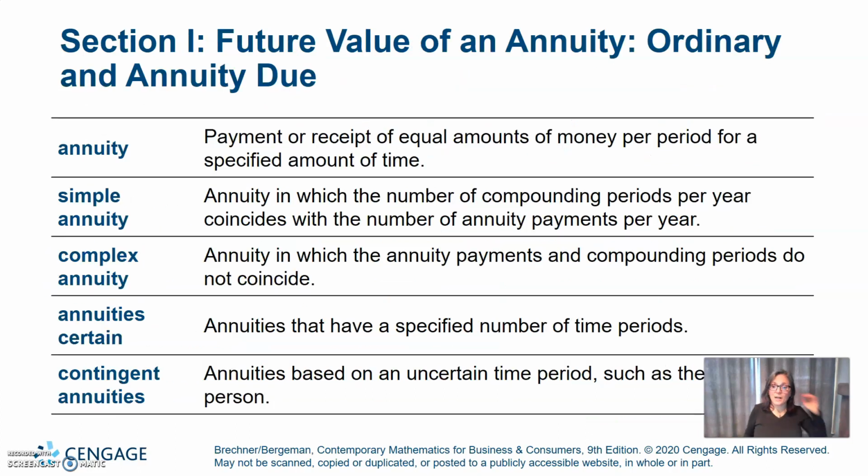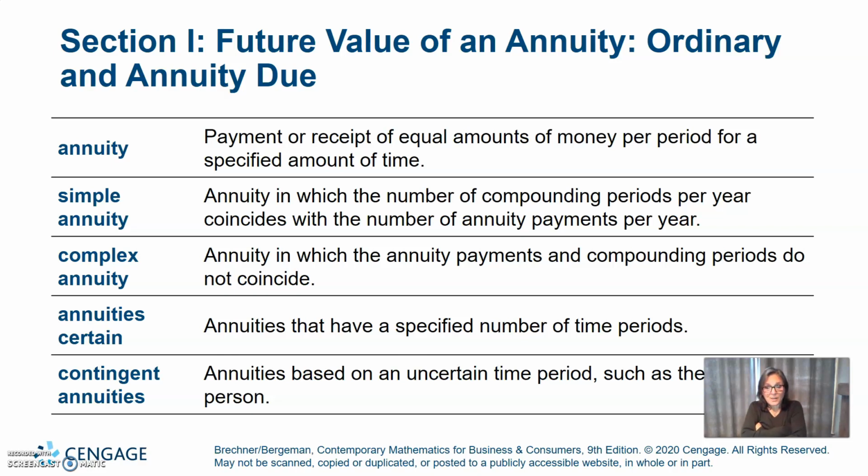All right, so there's a couple types of annuity: future value of an annuity, ordinary, and annuity due. An annuity is a payment or receipt of equal amount of money per period for a specific amount of time. A simple annuity is an annuity in which the number of compounding periods per year coincides with the number of annuity payments per year.